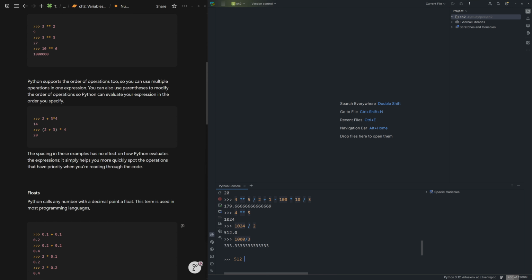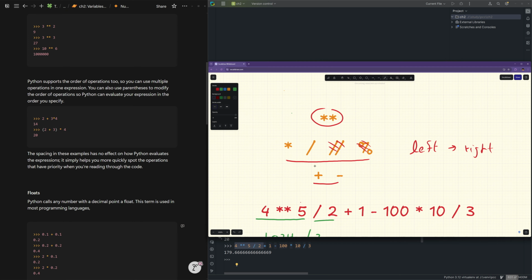Now we can type it all out in our console and see what we get. 179.67. Now let's see if that was the exact match. Yep, it is the same number. Here we see 666, but here we see 6.7 because I just typed 0.33. I didn't type it all out, but I think you get the idea. This is the order of operations if you don't use parentheses.